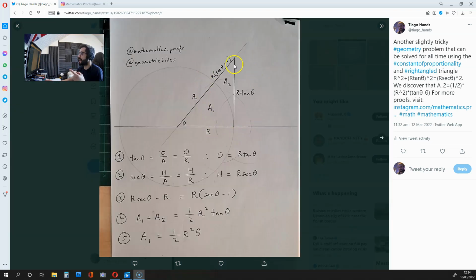So this is how to find the area A2, that is, removing the area of a sector from a right angle triangle. As you can see here, the right angle triangle r squared plus r tan theta squared is equal to r sec theta squared has a very useful application.